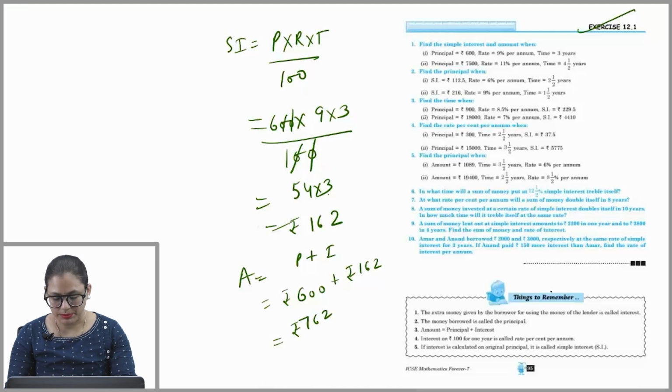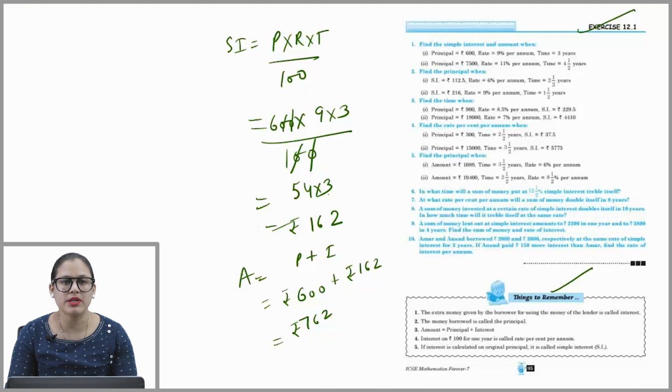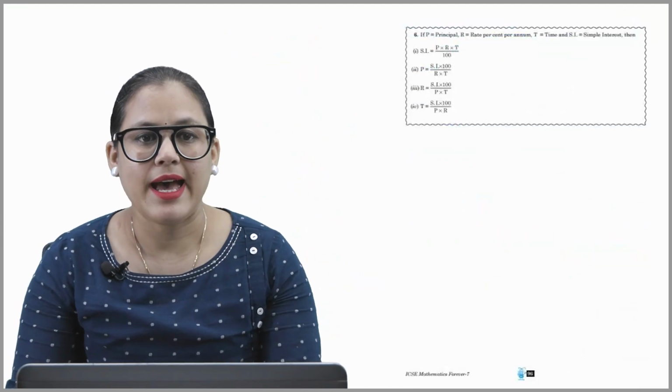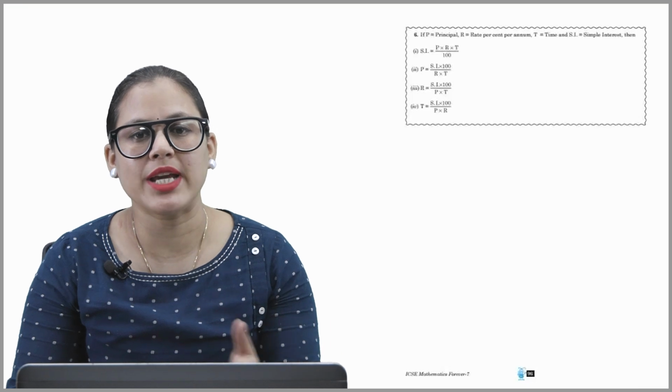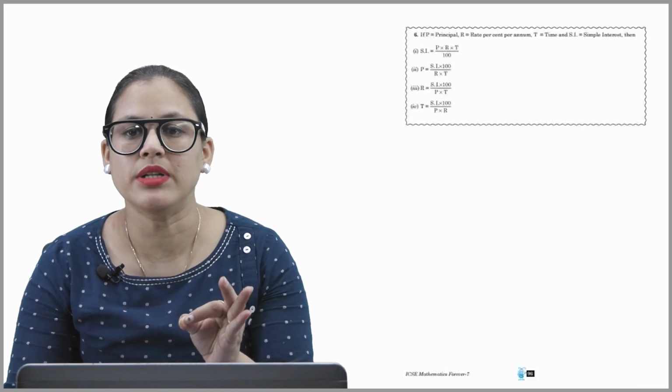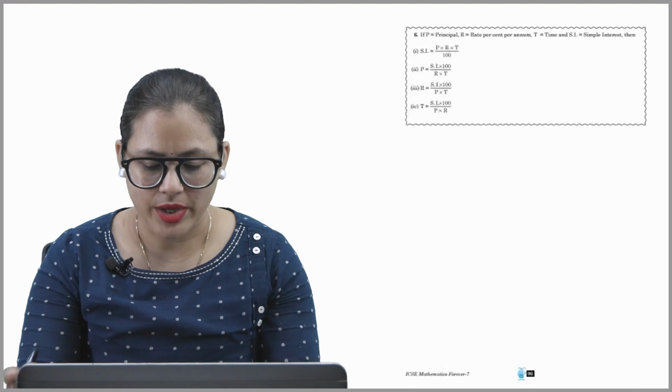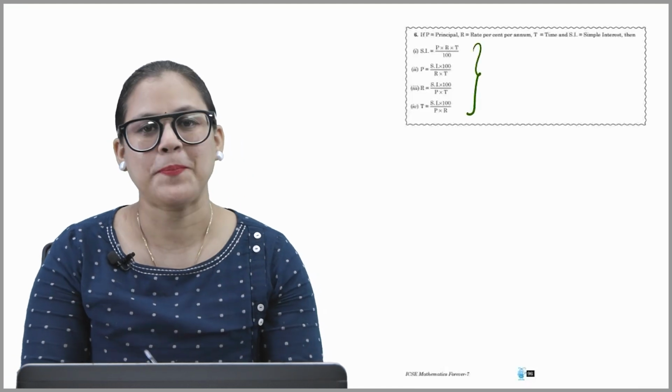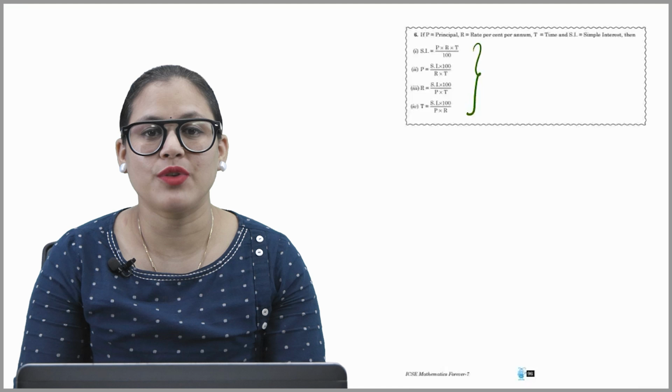Okay. Things to remember. 1. The extra money given by the borrower for using the money of the lender is called interest. 2. The money borrowed is called the principal. 3. Amount is equals to principal plus interest. 4. Interest on rupees 100 for 1 year is called rate percent per annum. If interest is calculated on original principal, it is called simple interest, that is SI. And if P is equals to principal, R is equals to rate percent per annum, T is equals to time and SI is equals to simple interest, then we have these formulas. Okay. Now students, you will do practice of the remaining questions.